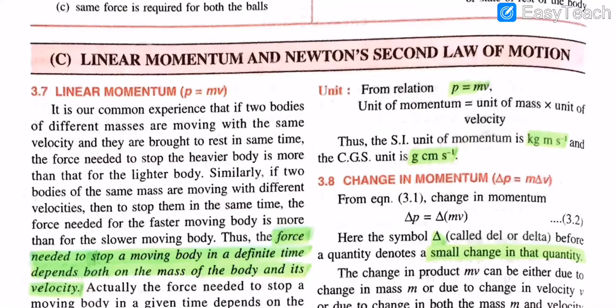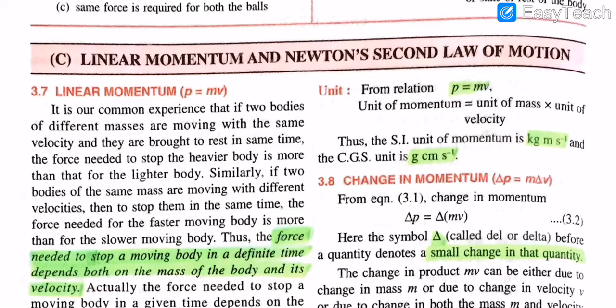Okay, so we have arrived over here. Newton's second law of motion, starting off with linear motion. It is our common experience that if two bodies of different masses are moving with the same velocity and they are brought to rest in the same time, the force needed to stop the heavier body is more than for the lighter body. You can say this is also the inertia of mass. The more the mass of the body, the more the inertia. The less the mass of the body, the less the inertia.